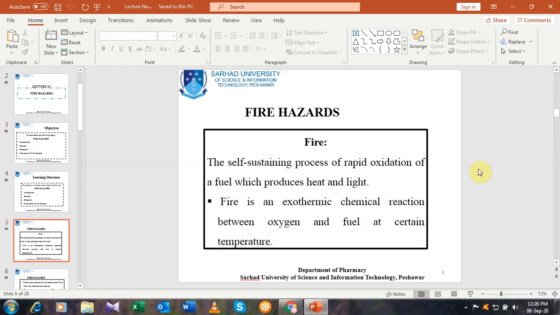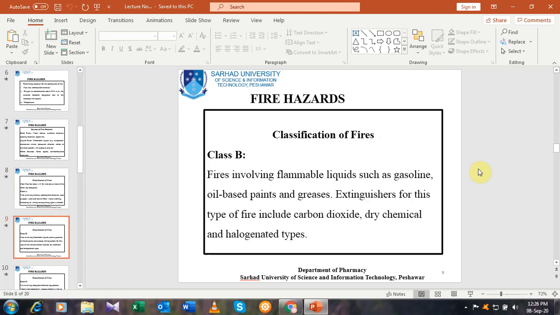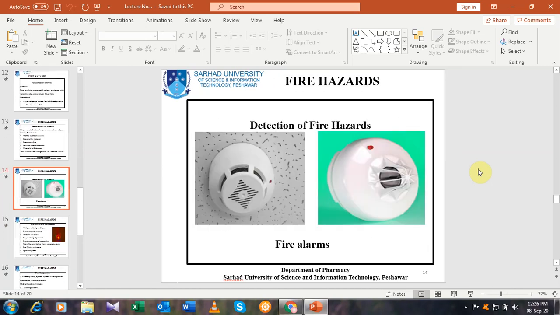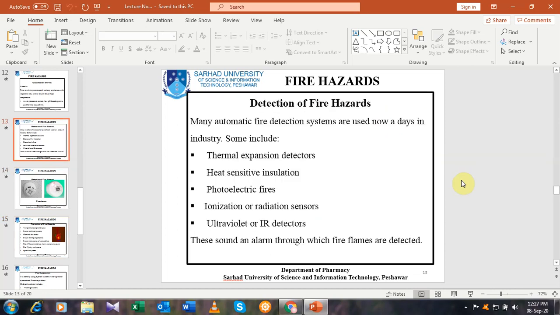First of all, I have defined fire. It is the self-sustaining process of rapid oxidation of fuel which produces heat and light, an exothermic chemical reaction between oxygen and fuel at a specified temperature. Three things are essential, which are shown in this figure as well. You can see that heat, fuel and oxygen are mandatory for fire.